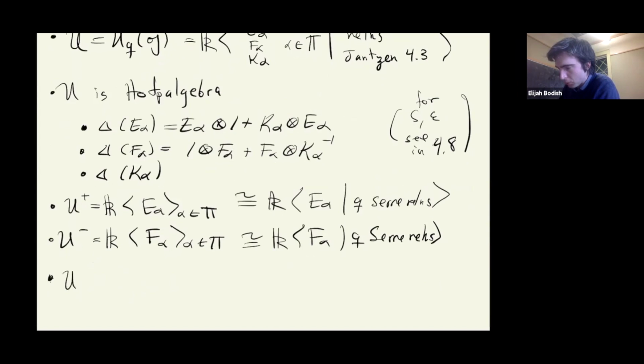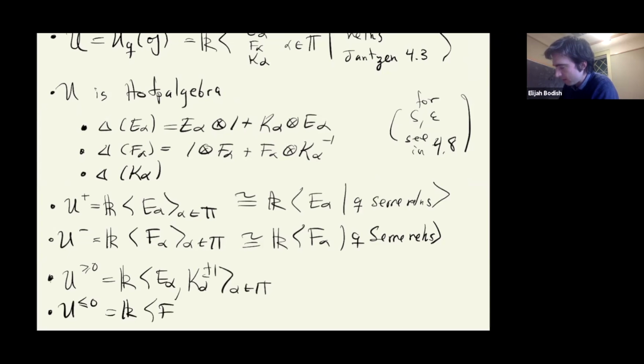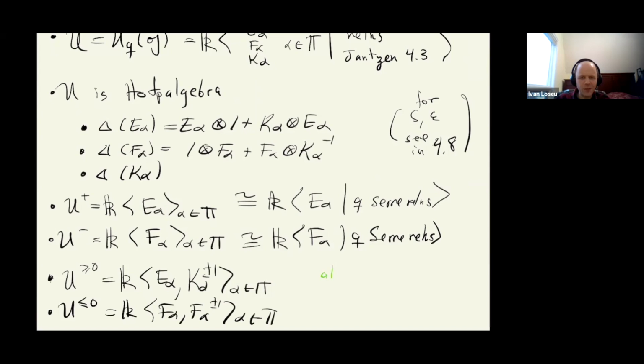And then U greater than or equal to 0 is the subalgebra generated by the E alphas and the Ks. And U less than or equal to 0 is the subalgebra generated by the F alphas and the Ks. You have K to plus or minus 1, not F to plus or minus 1. Yeah, thank you.